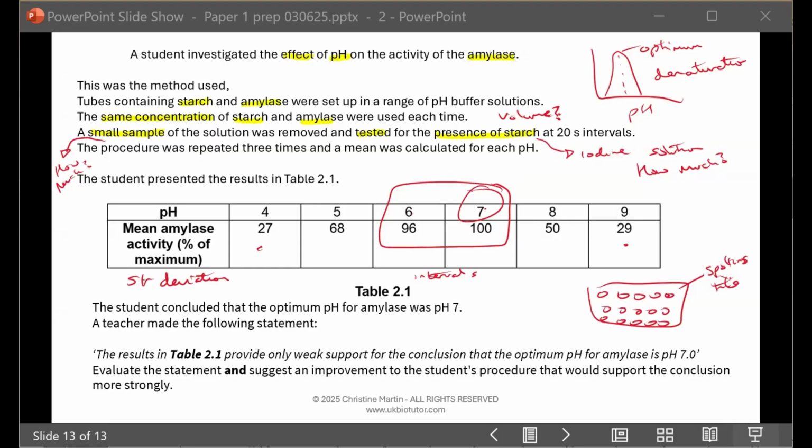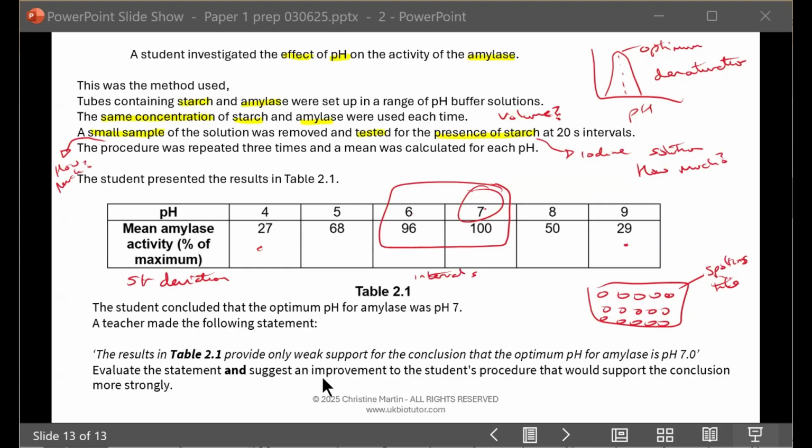So that's where I would say what you need to include and think about is, well, do we know what the volume was? Do we know how much of the different solutions that they were testing? Can we be sure? We've got no standard deviation. So that's the sort of thing when it asks you to evaluate something, it's basically pull it apart and find faults in it, because that's going to help you to maximize your grades.